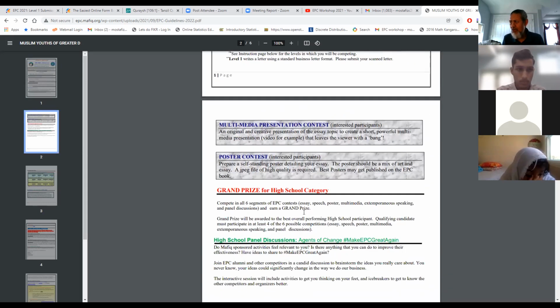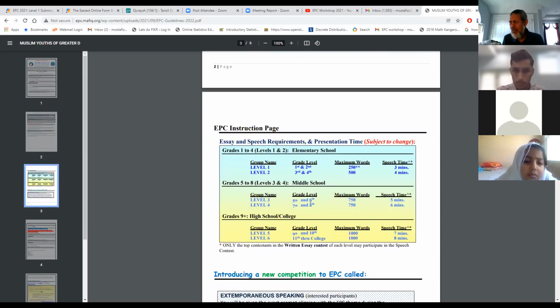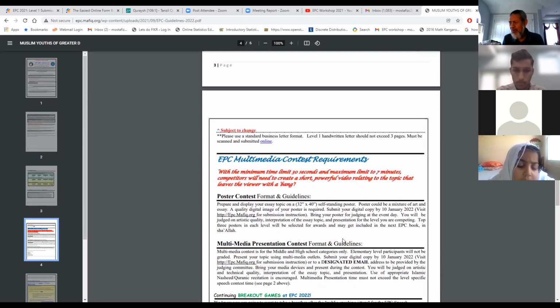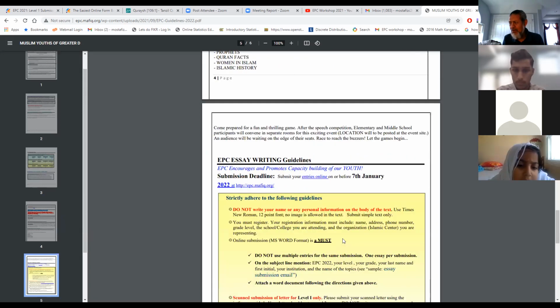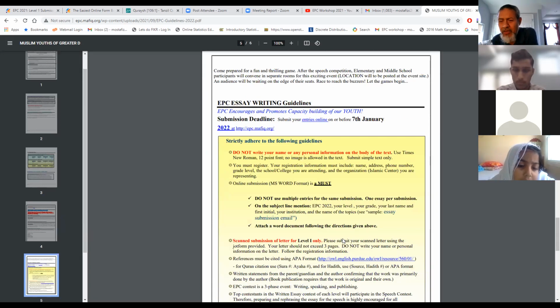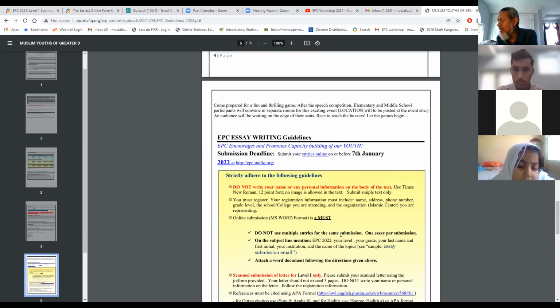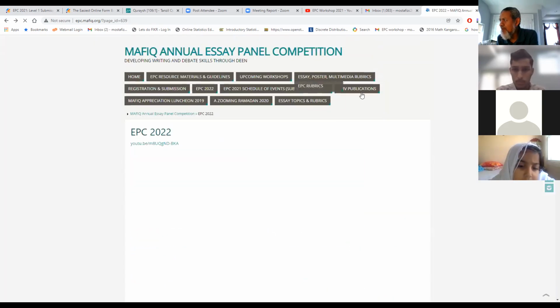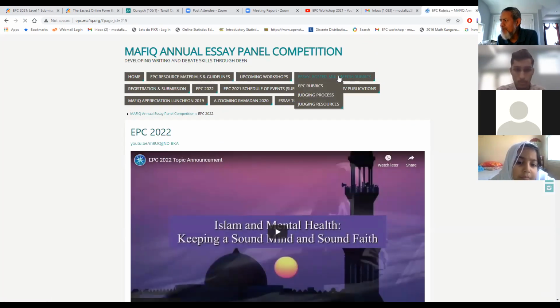One more piece of information you need to know in terms of multimedia is that there are some outlines. Your page limitation might also be important to know. And for the speech, we have some tentative speech times here. You need to follow the guidelines closely, because you need to look at what the rubrics are, which you can find on our website. You can go from here, or you can go to the top. If you forget, just look for EPC rubric.